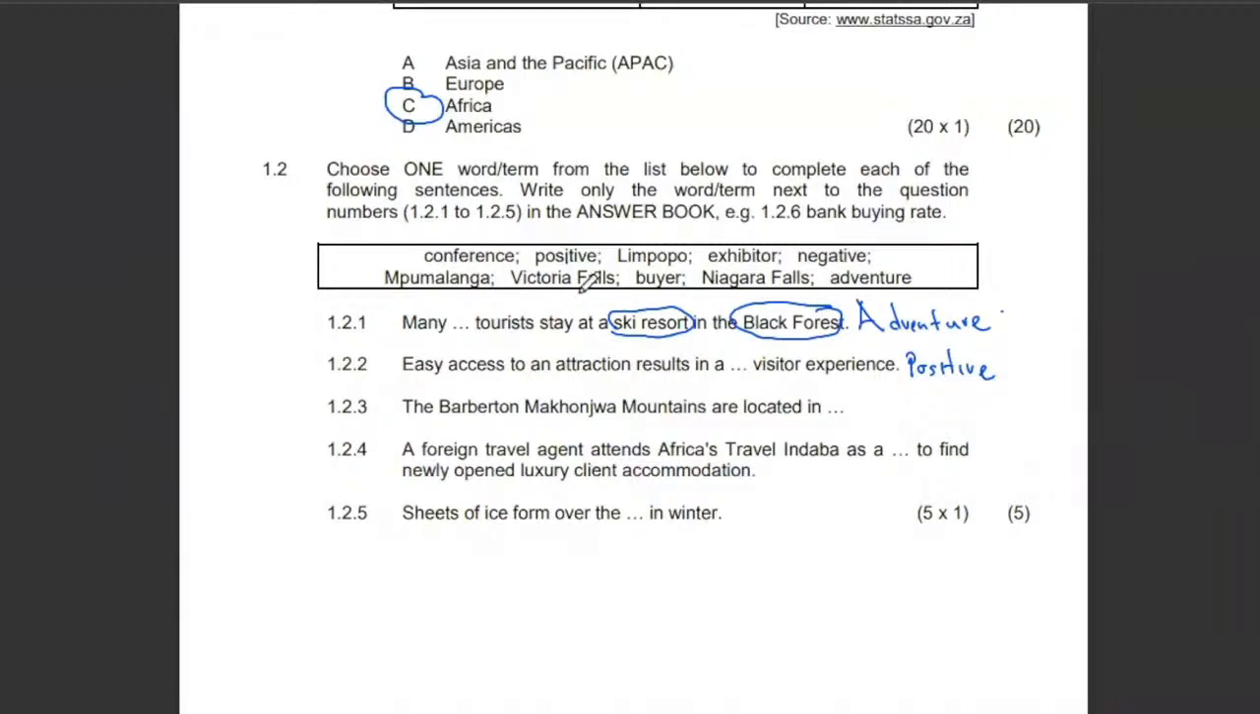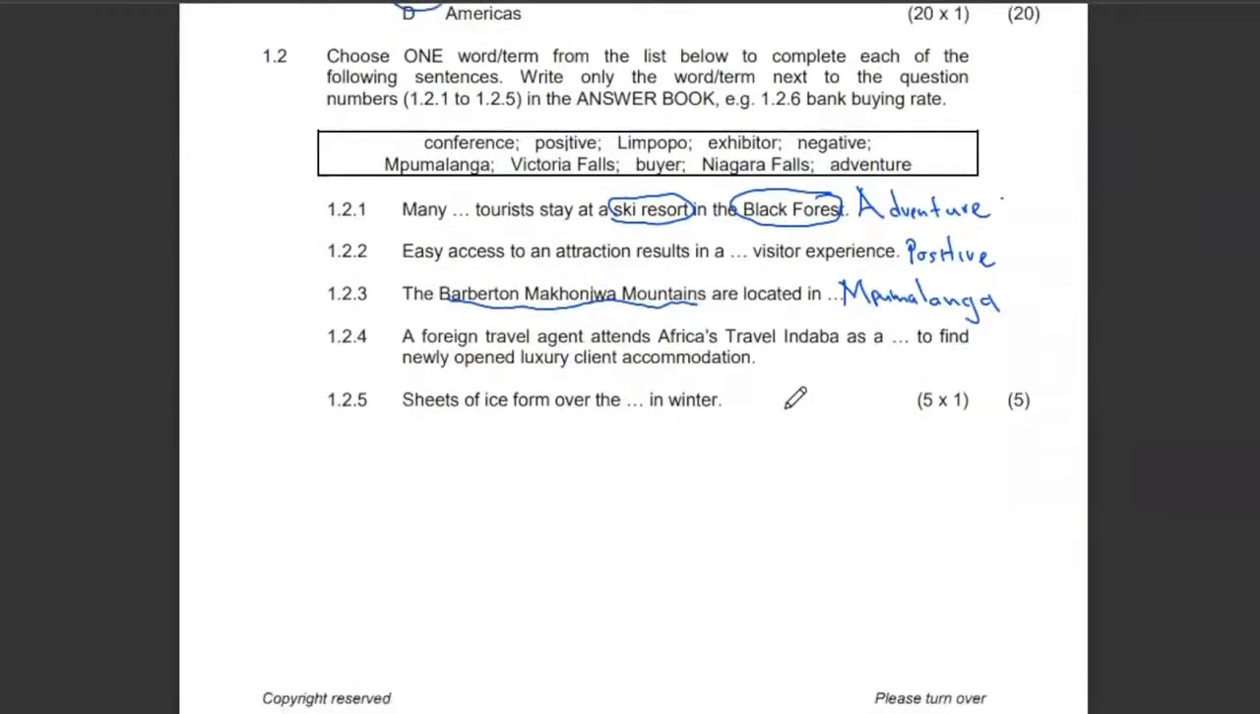Then the next question reads, the Barberton Makhonjwa mountains are located in. So in other words, they need the location of these mountains, which are a World Heritage Site found in South Africa. The Barberton Makhonjwa mountains are found in Mpumalanga province. They are believed to be the oldest mountains in the world, found in the Mpumalanga province.